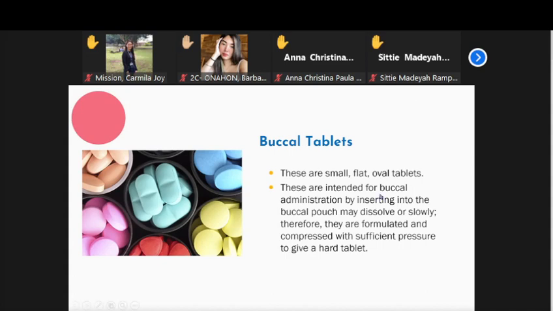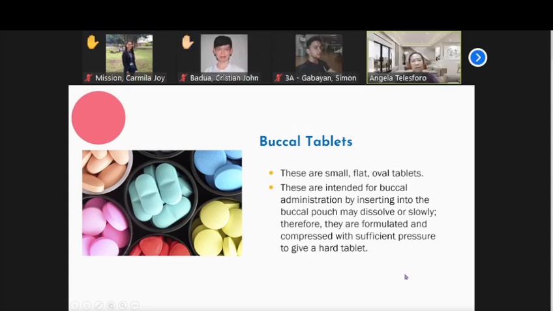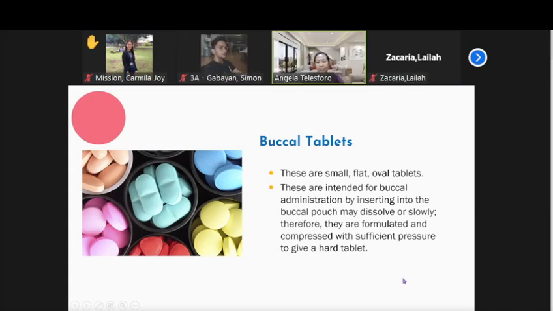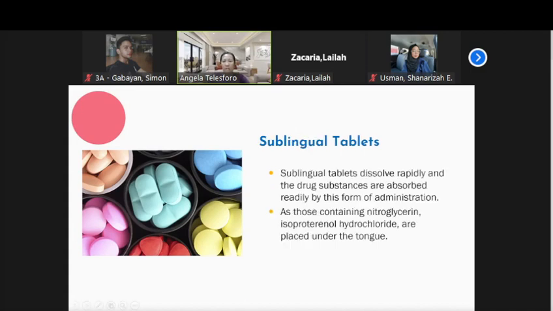Okay. So sometimes we make it in the buccal preparation because there are drugs also, kailangan like difficulty in swallowing or yung mga ganon, no? But the tablets, the drugs that are made into this, hindi naman lahat, no? Depende sa drugs. Okay. What about sublingual?